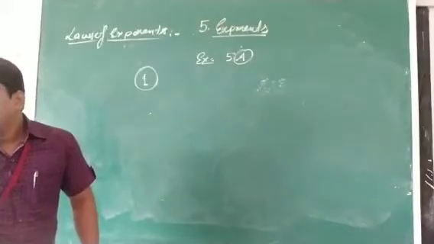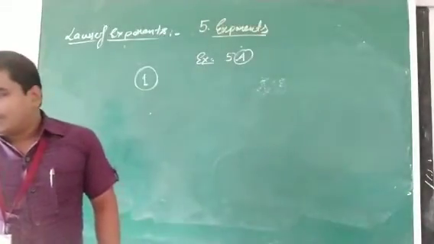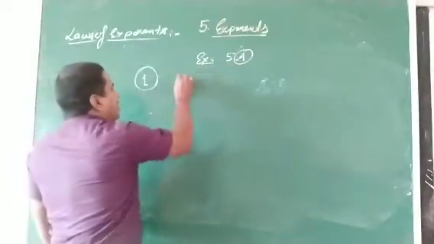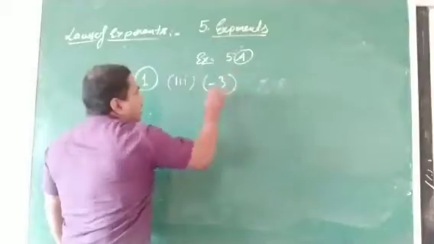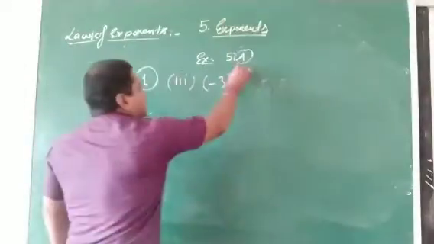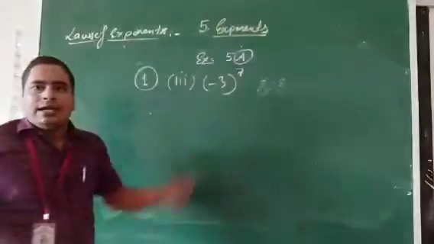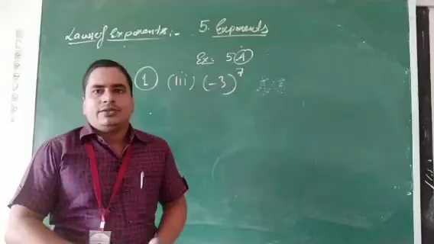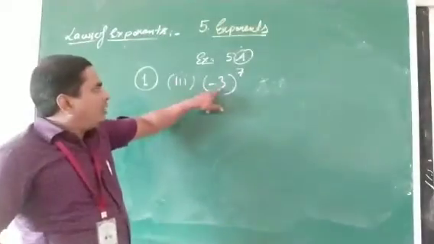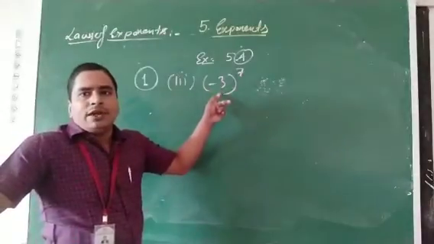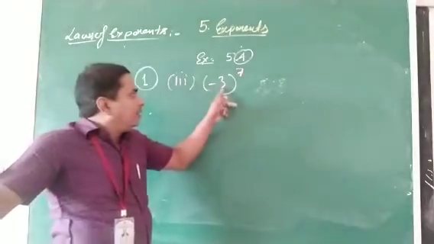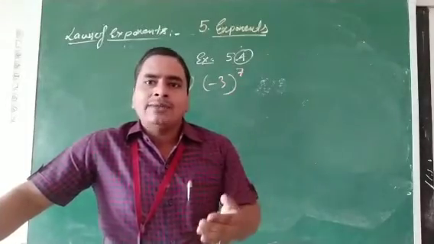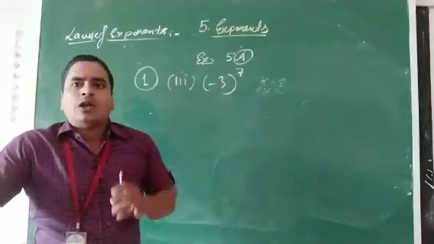What is given? Write the base and index of the following powers. Here we will do two questions, the 3rd and 5th. The 3rd one is given: minus 3 to the power 7. So what is the question? Write the base and index of the following powers. Okay, you know this one. In this expression, what is the base? What is the power? The number which is multiplied by itself is called its base, and how many times it is multiplied is called its power.